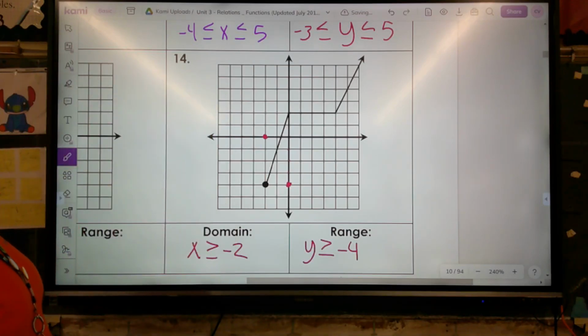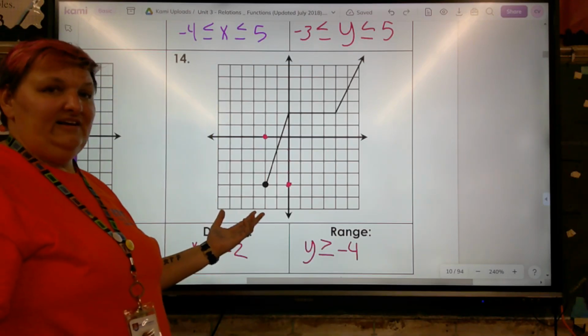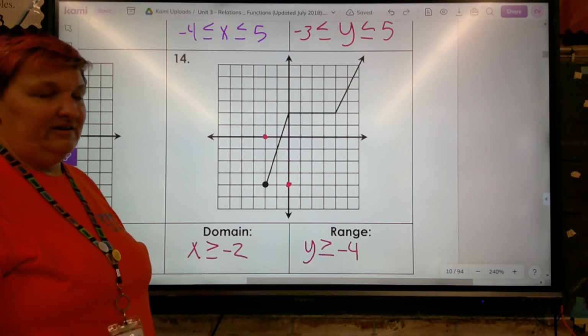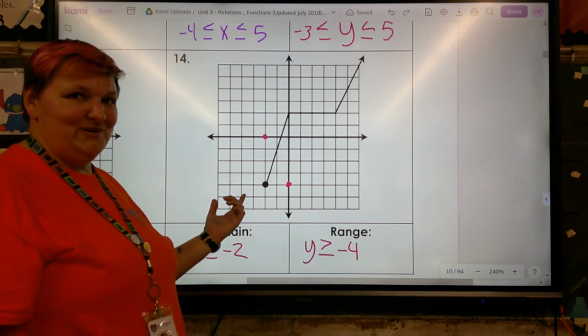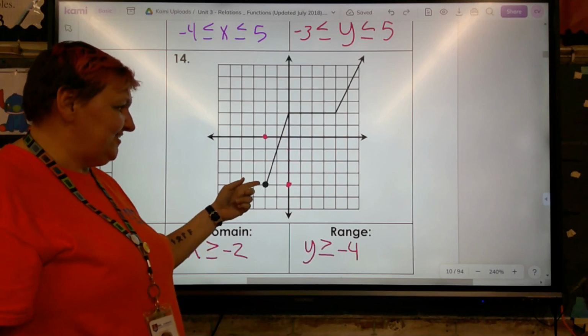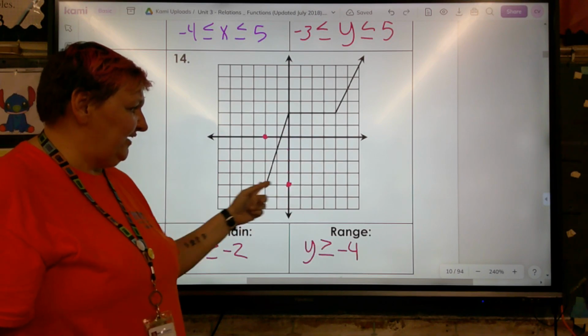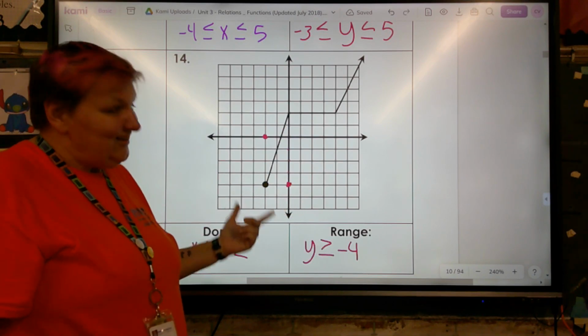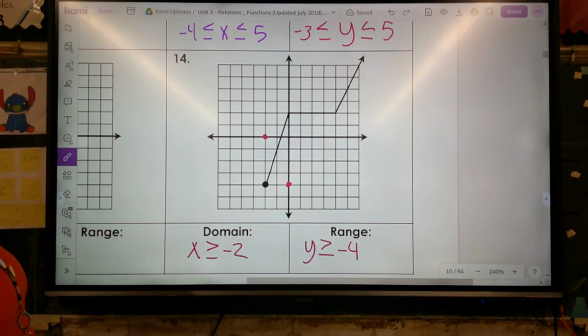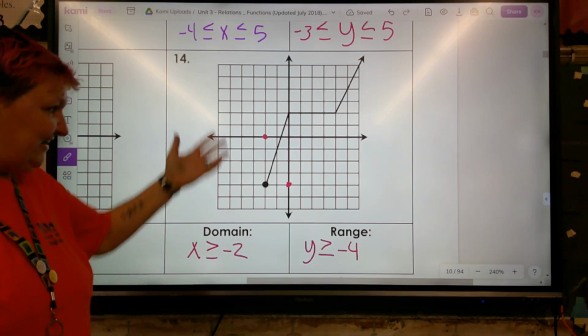Just like that. I looked at it and I was like, that's weird. And then I realized, nah, it's super easy. Because it stops here. It doesn't go any lower than this on the x-axis, and it doesn't go any lower than this on the y-axis. That's actually easy. At least I can visualize that. It's on the graph.